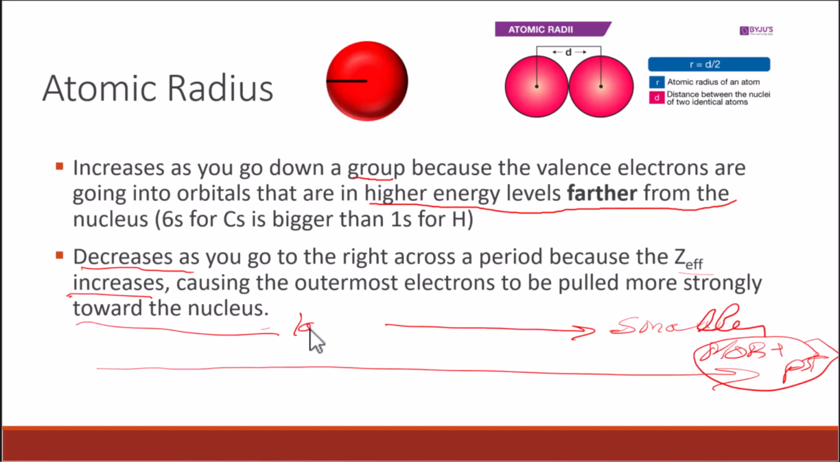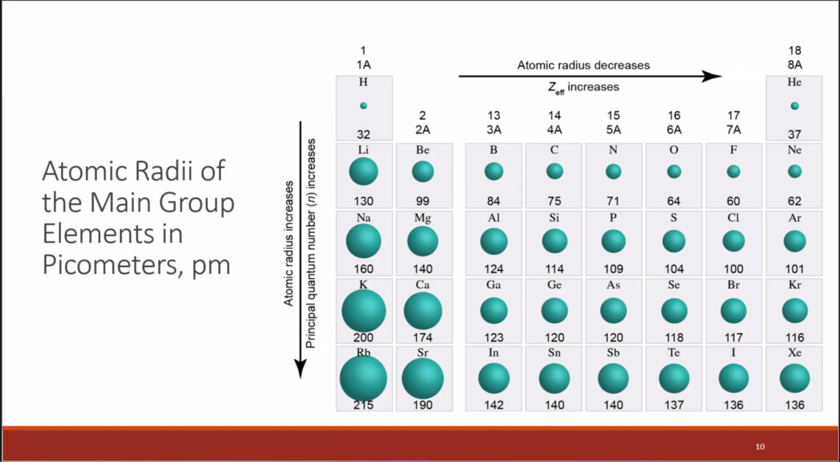Over here on the left side, you have larger atoms, larger radius. You have less effective nuclear charge. And over here to the right, more effective nuclear charge because you have more protons in the nucleus.